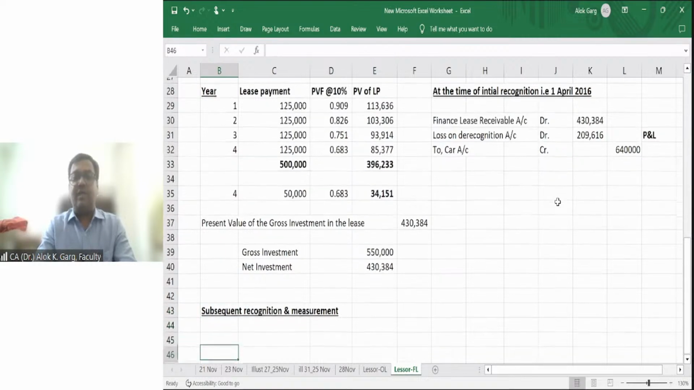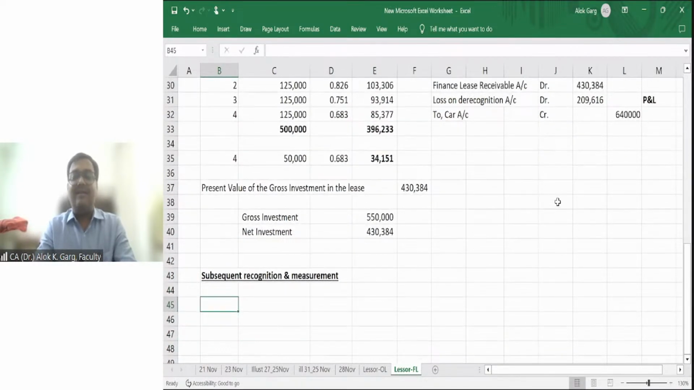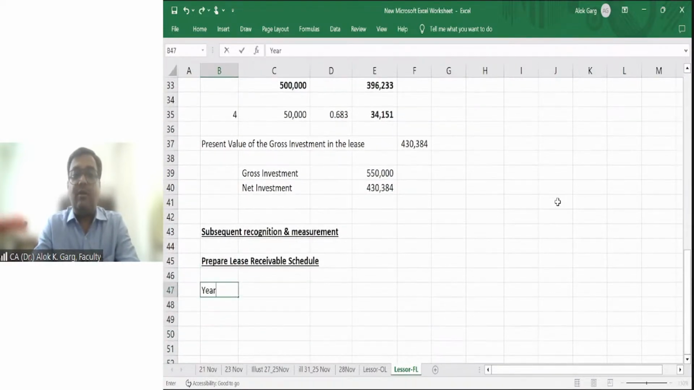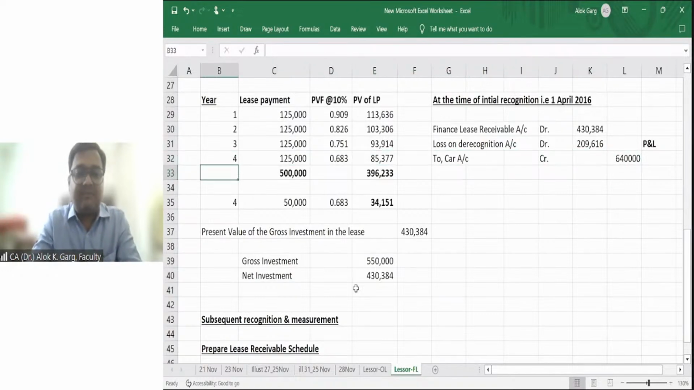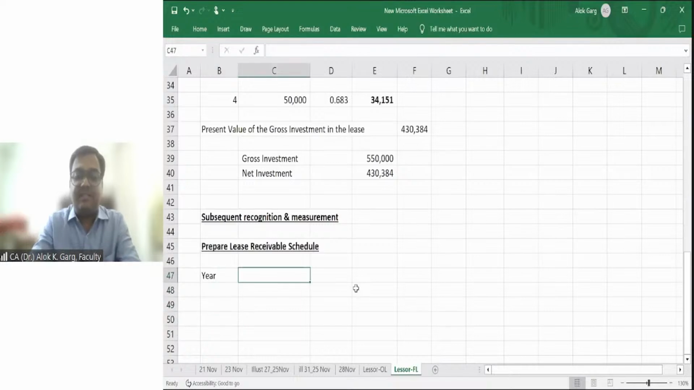So now you need to create a lease receivable schedule, like you created a lease payment schedule, lease liability schedule. In the same manner, prepare a lease receivable schedule. Sir, why are we creating this lease receivable schedule? How will this finance lease receivable of 433.84, which you have created, be completed? Let me show you the entire journey of the lease receivable.